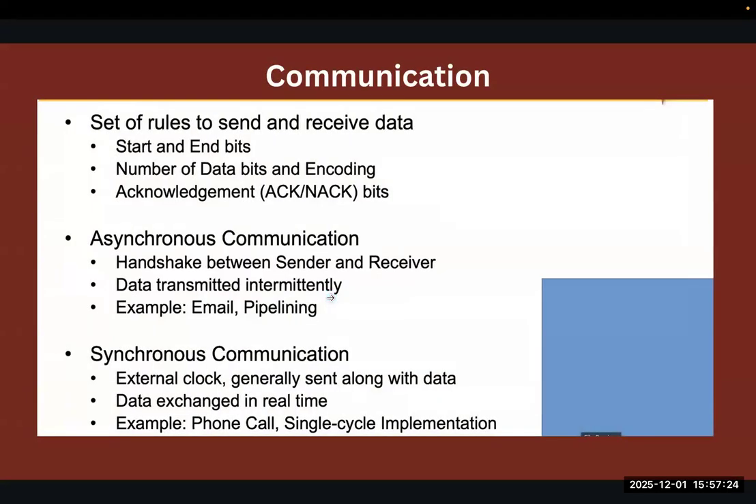Protocols are a set of rules to send and receive data. So it tells us how data moves between CPU and its memory subsystems. As parallelism increases, communication becomes even more important because multiple threads or processes may be requesting data at the same time, leading to potential congestion and delay. These are two different types of communications.